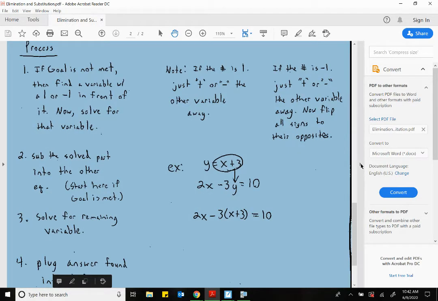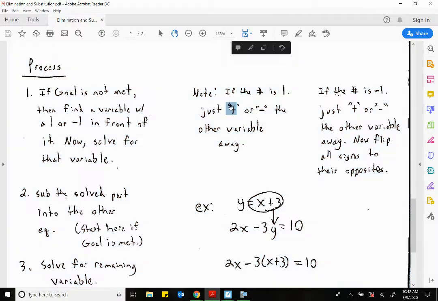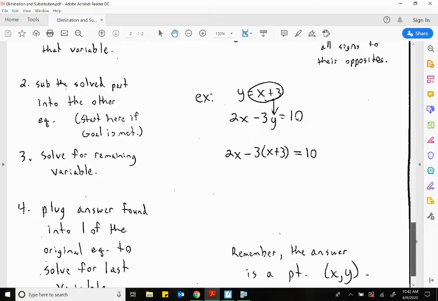Blue screen of death. Hate this blue screen. There we go. All right. So since our goal is met on this one, we're going to start here. And all it says is to sub the solved part into the other equation. You see how you had y equals here? We're going to take this part and plug it right in for y. We're going to replace the y. We're going to put x plus 3. We're going to substitute it in. Whatever it takes to make you remember that, we're taking this and putting it in for the y.